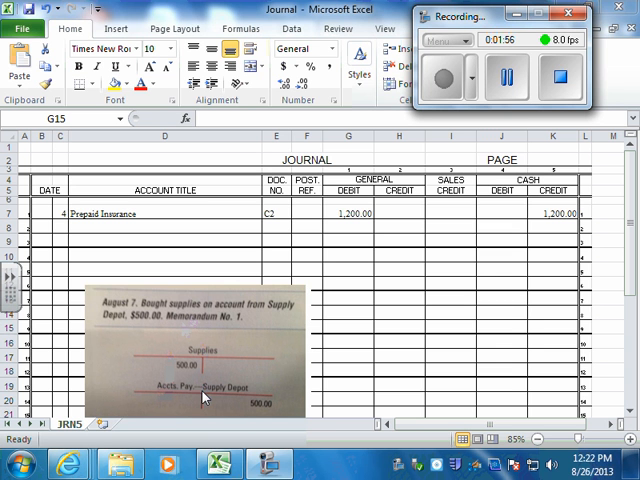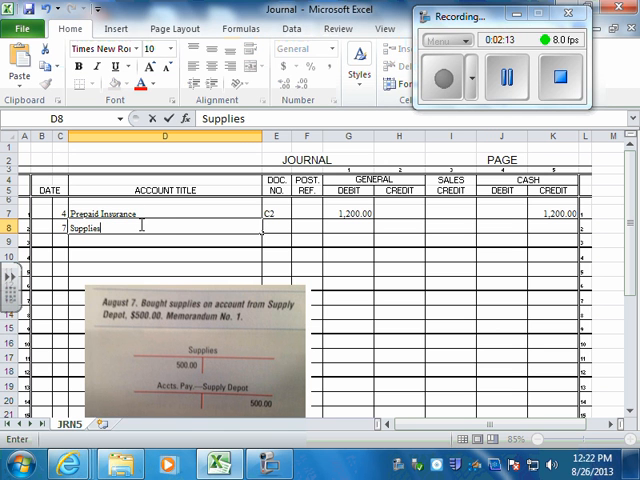Now, supplies does not have a special amount column, and accounts payable Supply Depot does not have a special amount column. So both of those are going to have to go in general amount columns. So this is going to be the only transaction that you guys have that takes 2 lines. And on the first line you're going to put supplies, because you always put the debit first. And on the second line you're going to put accounts payable Supply Depot.